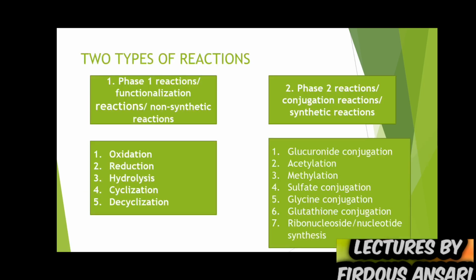Next, we have got 5 types of phase 1 reactions. They are oxidation, reduction, hydrolysis, cyclization and decyclization reaction. Phase 2 reactions are of 7 types and they are glucuronide conjugation, acetylation, methylation, sulfate conjugation, glycine conjugation, glutathione conjugation and lastly ribonucleoside or nucleotide synthesis. So we will check out all these reactions one by one.